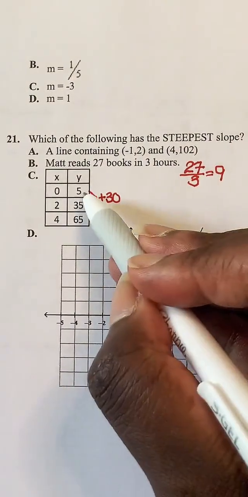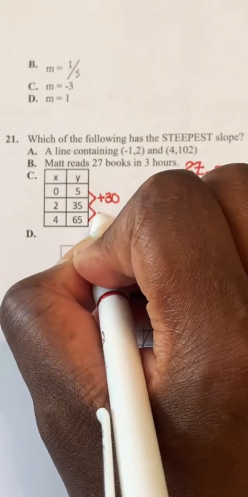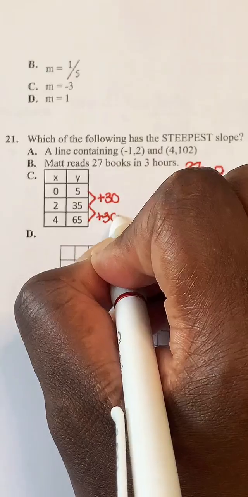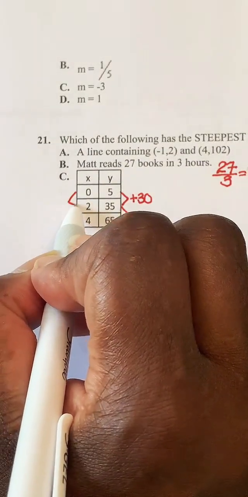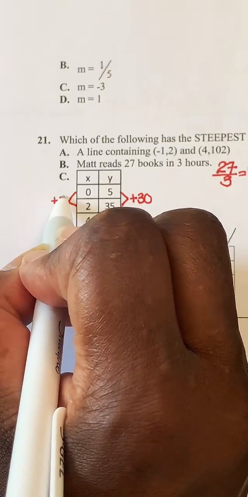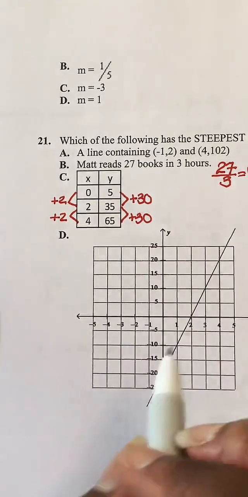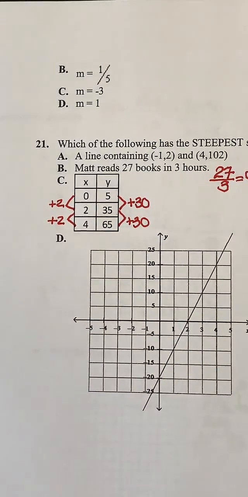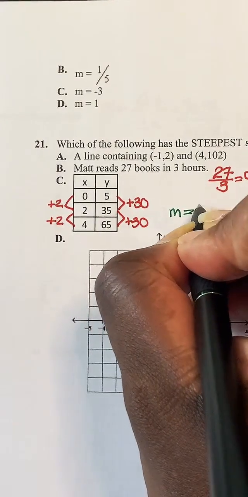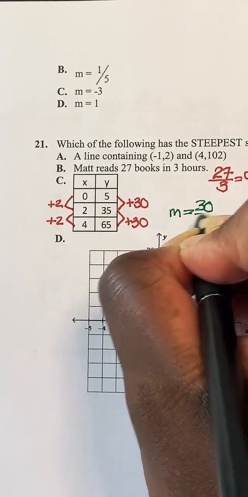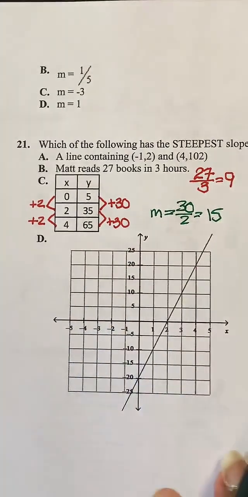Okay. So from 5 to 35 was plus 30. 35 to 65 was plus 30. Then I notice 0 to 2, we went plus 2. 2 to 4, we went plus 2. So that means the slope for this one, let me put it in a different color, is 30 divided by 2, which gives me 15.